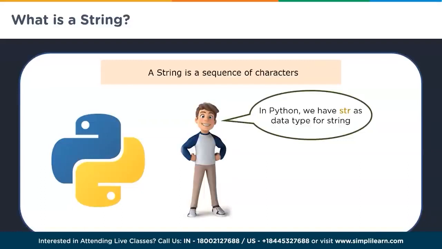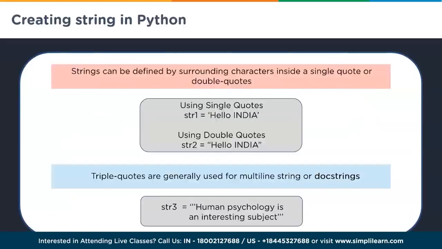So let's understand what is a string. A string in Python is an object that represents a sequence of characters. In Python, we have str as the data type of string. Now you can create strings using single quotes or double quotes.